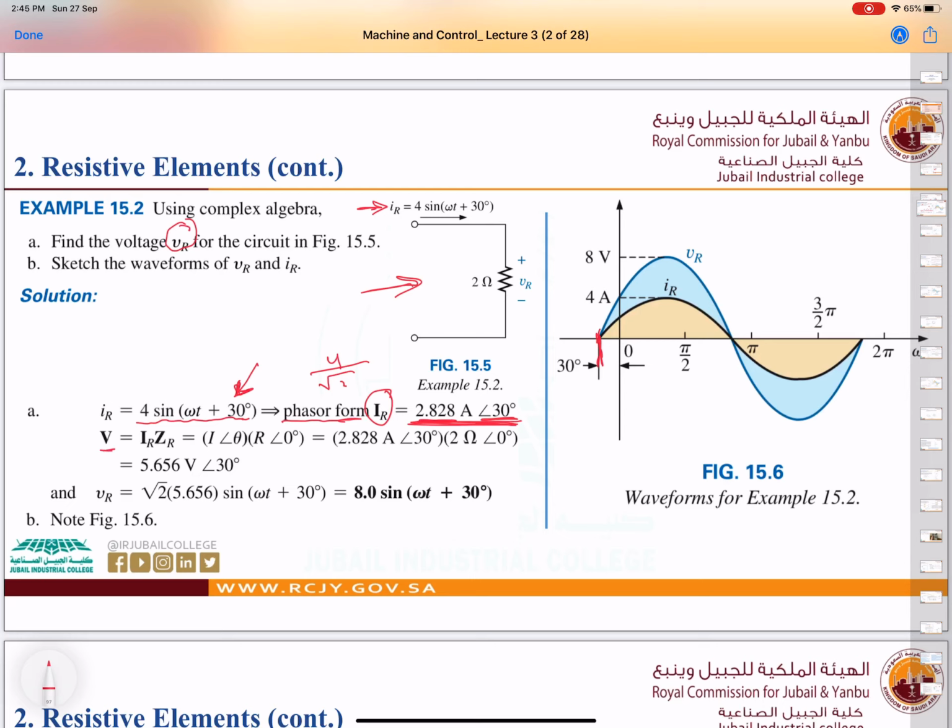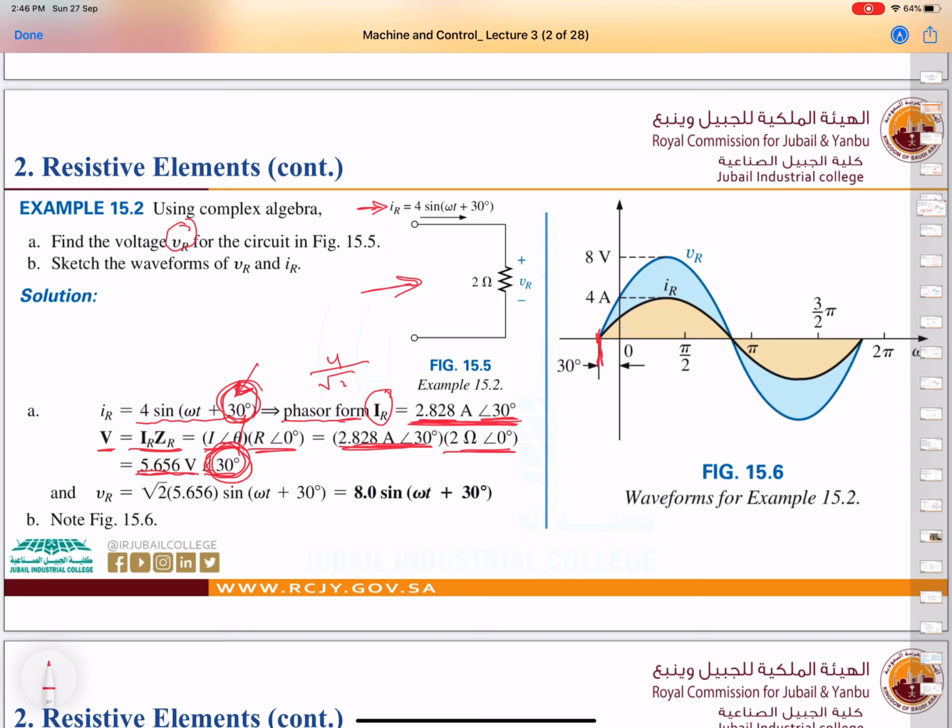So voltage is equal to IR times ZR. So I with angle, R with 0 angle. So I is the same here as we found here, and because R is 2 with angle 0, the value is 5.656 with angle 30. See, it is the same angle as the current, because it is a resistor, so they should be in phase.